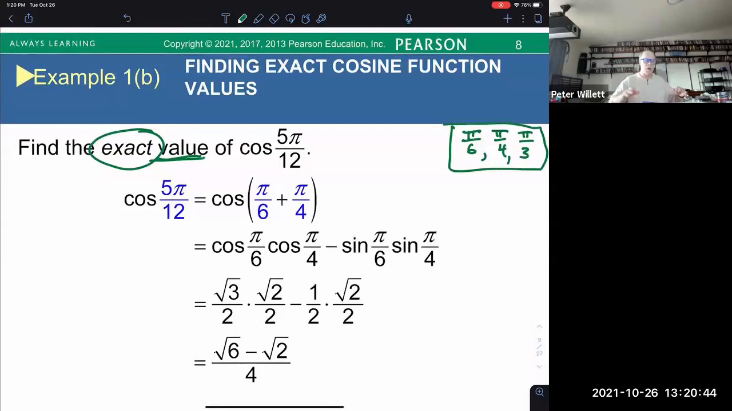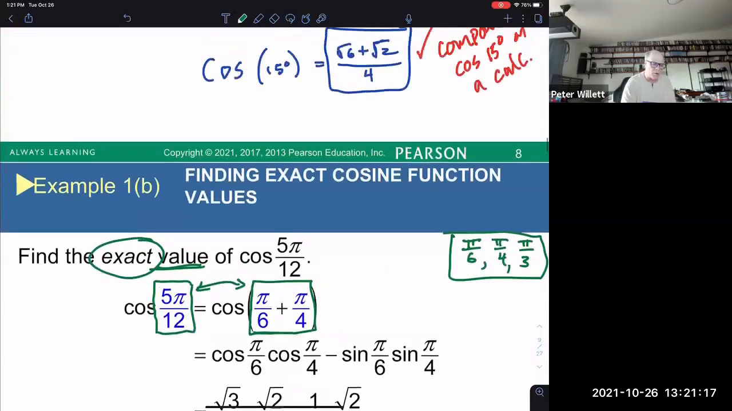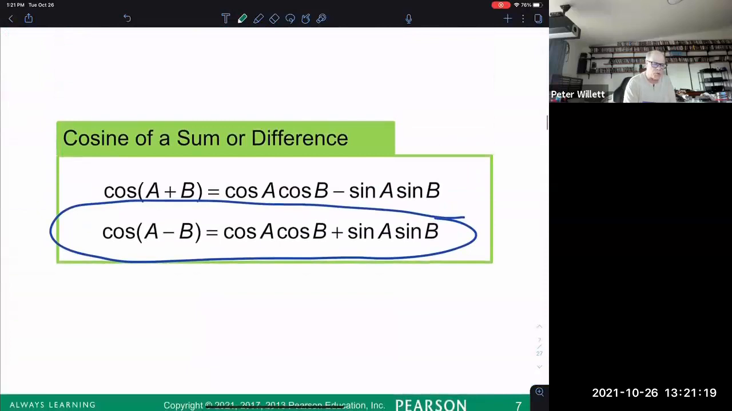So perhaps one of the ways we can sum up the problems in this section that use these identities is that if they ask you for an exact value of a cosine of an angle that's not one of the ones we already know, then the question is, can we express the angle that they're asking for as a sum or difference of ones that we do know the exact value for? Because then we can break down that angle using the cosine of a sum or a difference identities.